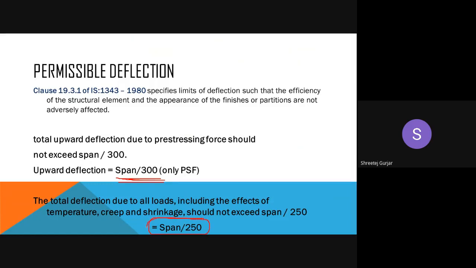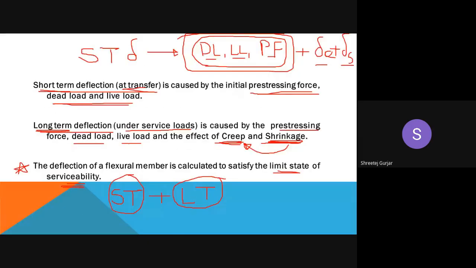For your total deflection it should be under this limit, span by 250. The span will be known to you, L, capital L, right? Span divided by 250. So you get a limit, and the long-term deflection should be under this limit, that is span by 250. I hope you have understood short-term deflection and long-term deflection. So you have to calculate short-term deflection first, and then you have to go for long-term deflection.